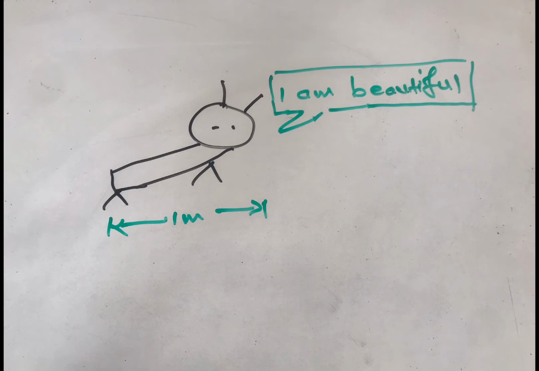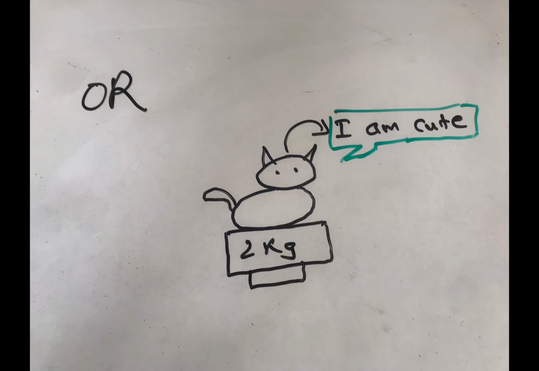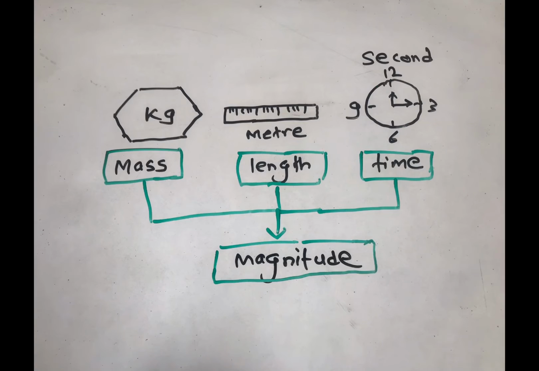However, if you measure the cat's length, let's say the cat is 1 meter long, now it leads to something. I am not satisfied with its length only, so I measure its weight, which is 2 kg. 1 meter and 2 kg is a mathematical description, which are magnitudes. Kg, meter, second describe magnitude, which give mass, length, time respectively.